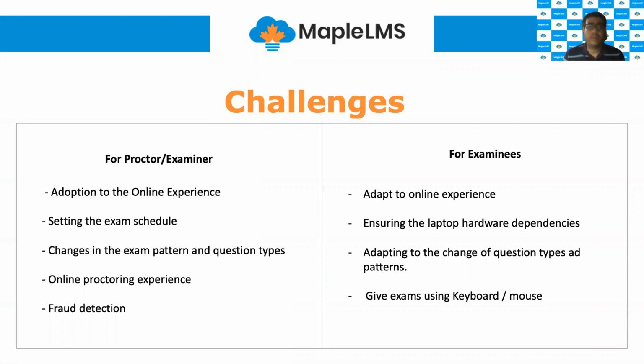For example, if an exam needs a camera, the camera should be working. If there is a dependency on any other thing, all those kinds of hardware dependencies, like the internet requirement, will be there. So those kinds of things are met.